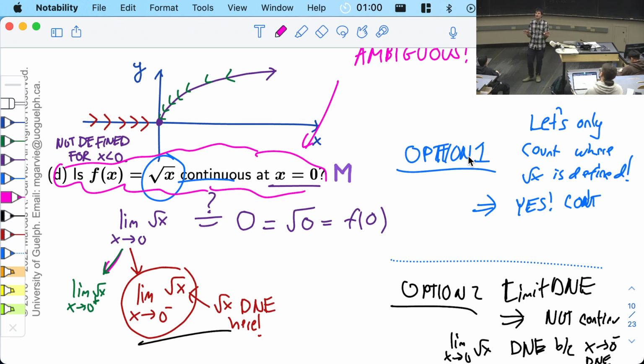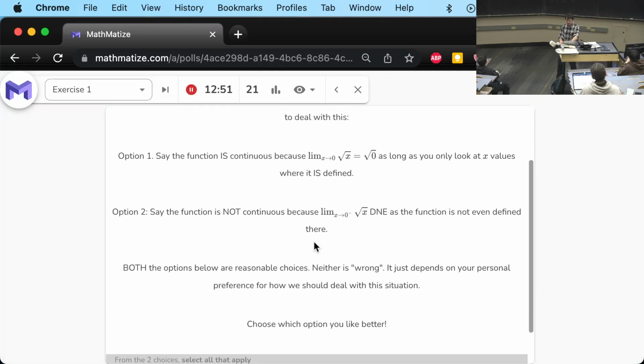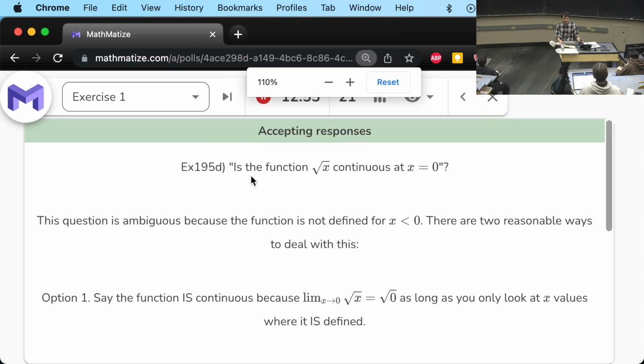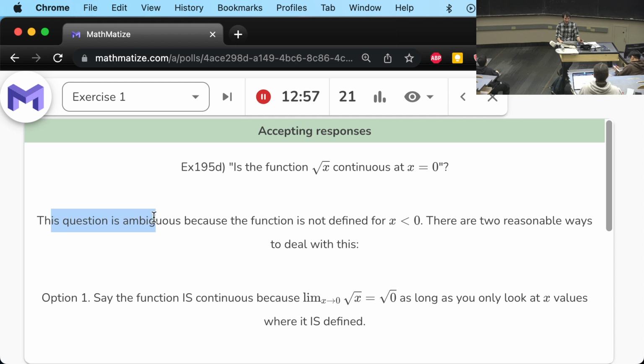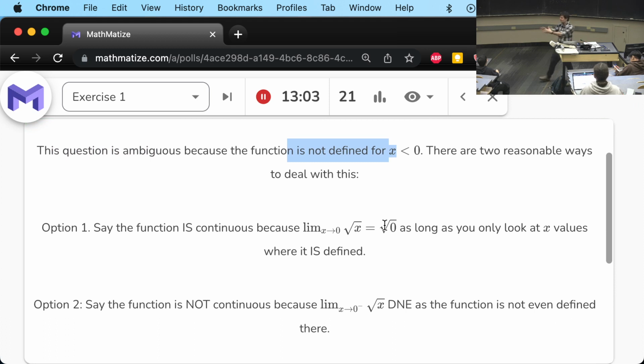Any questions or comments about this one? Just for fun, again, there's no wrong answer. In Math1030, I made it so you guys could pick which you think is better. This whole spiel in Math1030 is exactly what I just said. Is the function square root of x continuous? The question is ambiguous because the function is not defined, and there are 2 reasonable ways you could resolve the ambiguity. If something is ambiguous, it's not perfectly defined, so you have to make a choice.